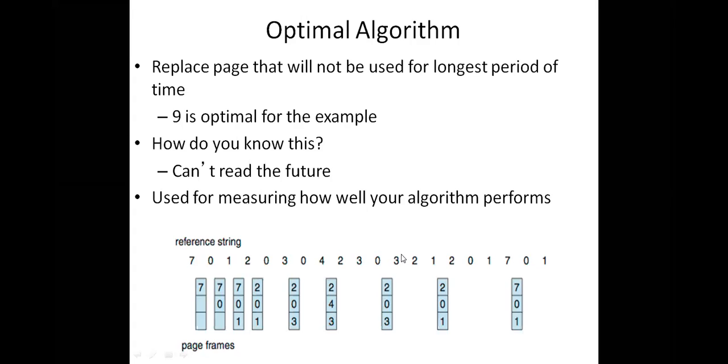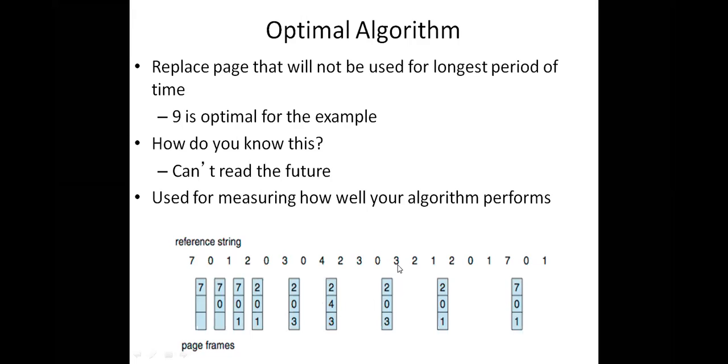After 0, I require 3. And then later I require 2. And then 4 is not required at all. After page 0, I require 3, and 2 in the near future, but 4 I won't require for a longer time. Not at all required, right? That is the reason why 4 is replaced by 0.